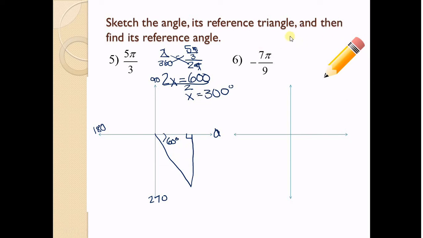Let's convert this guy. So I'm going to have x over 360 equals negative 7 pi over 9 divided by 2 pi. Pi's cancel off, so I can go negative 7/9 times 360.